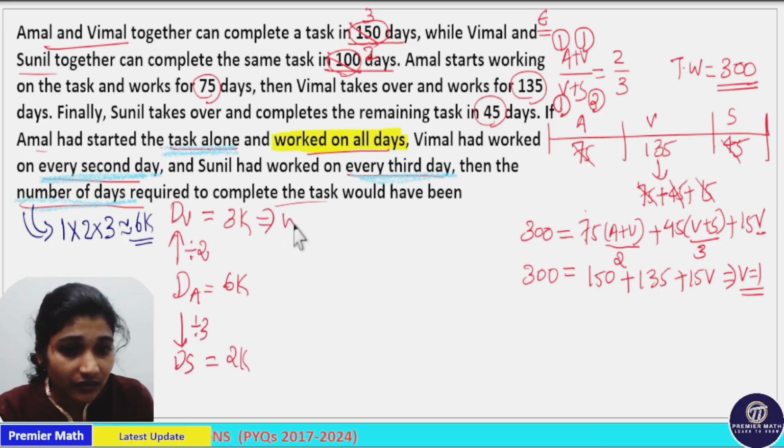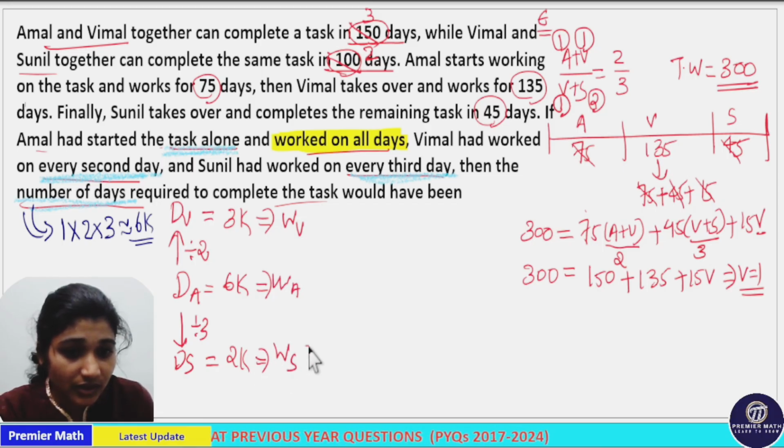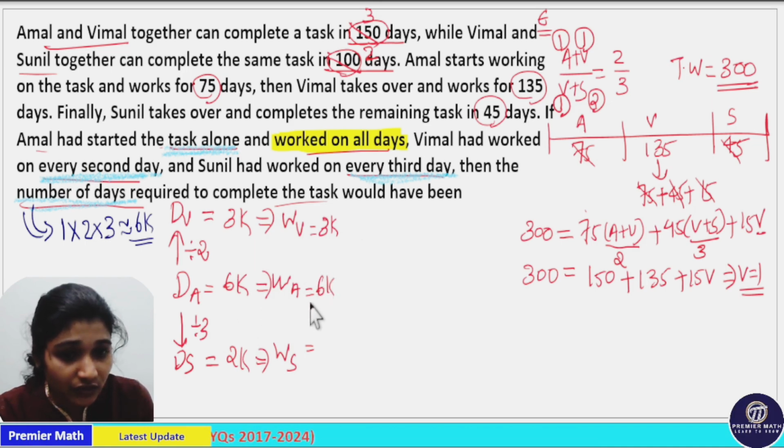Then here we can find the work completed by Vimal, by Amal, and by Sunil from the efficiency. Here the efficiency of Amal and Vimal is 1 unit each, which means 3k into 1 is 3k units completed by Vimal, and 6k into 1, 6k units of work completed by Amal, and 2k into 2.